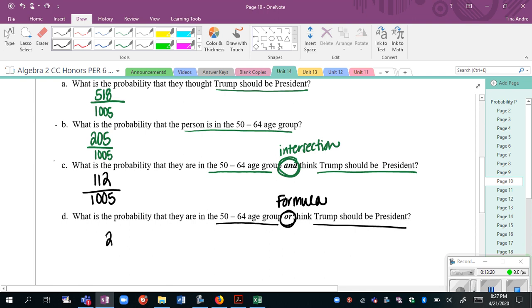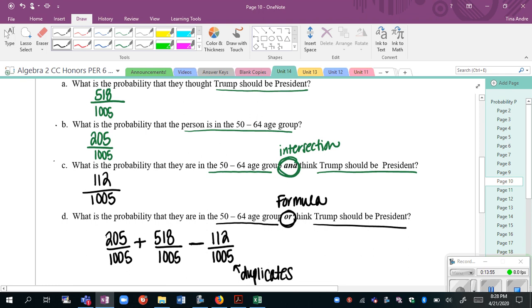So 205, or, so I'm going to add Trump should be president. So that's 518 over the 1,005. Now I have to subtract off the people that are in both categories. So I need to subtract off the duplicates. There's 112 people that are in both categories, so I have to subtract them off because otherwise they're counted twice.